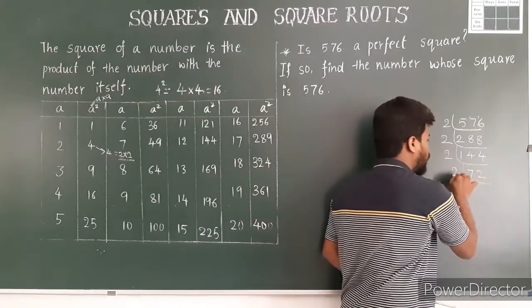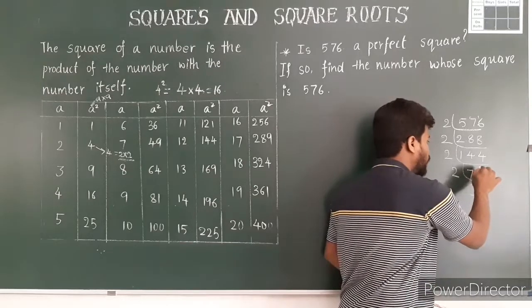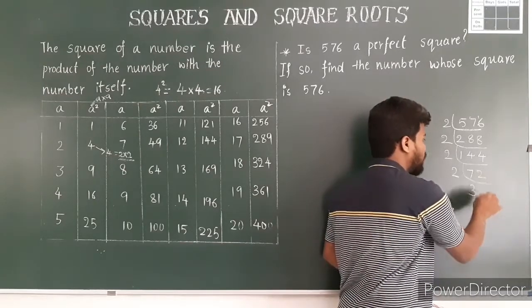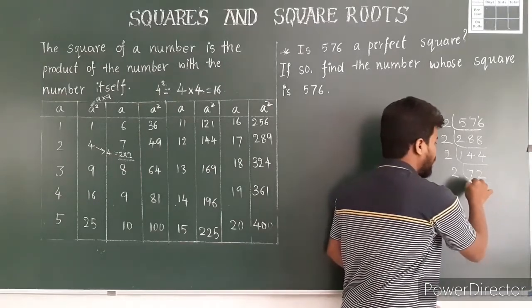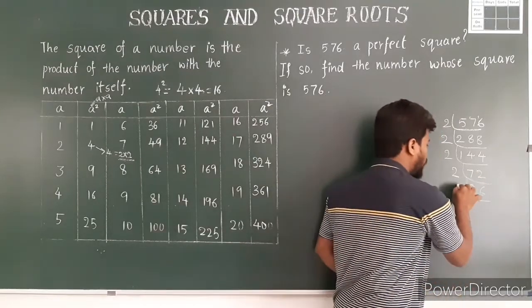Next, divide by 2 one more time. 2 3s are 6, 1 remainder, 12. 2 6s are 12. Next you go through one more time.